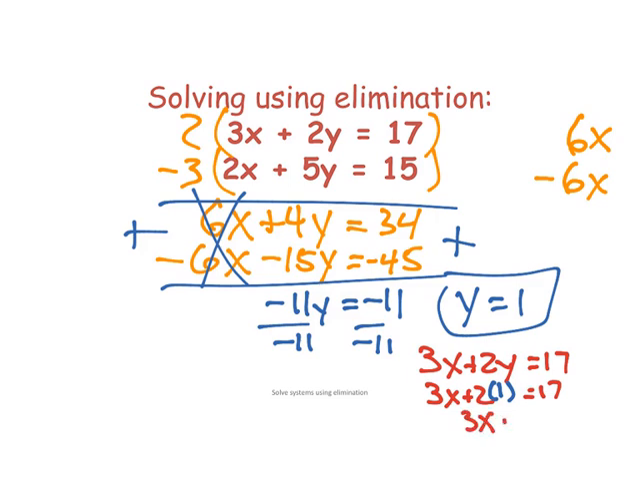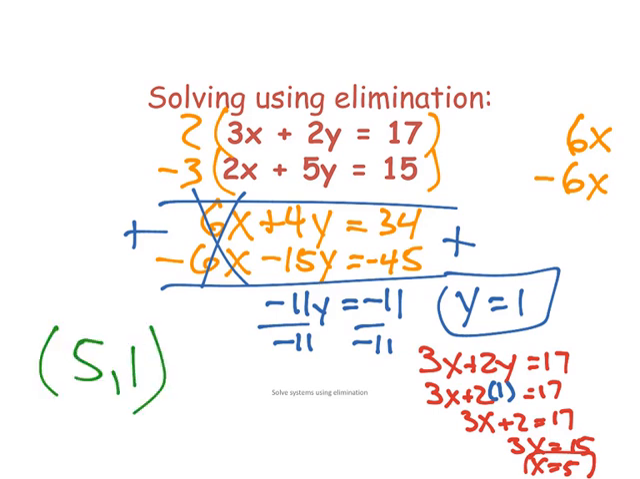Right, pretty simple two-step equation, right? Add negative 2, divide by 3, I get x is 5. Sorry, I'm cutting down the steps just to make these videos not excruciatingly long. We get 5, 1. I check the first one, 15 plus 2 is 17. I check the second one, 10 plus 5 is equal to 15.